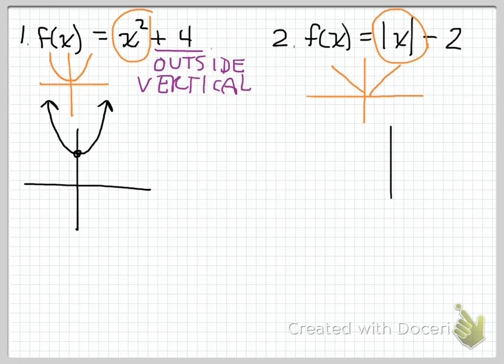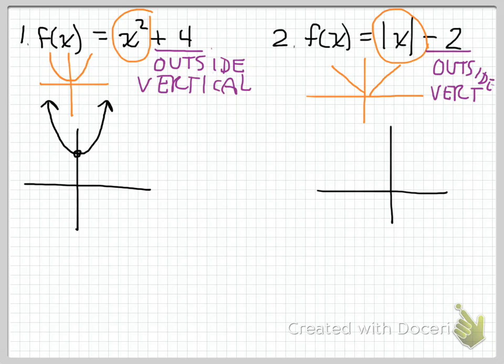Let's look at problem number 2. Problem number 2, the basic function, the absolute value function, has a V shape, and so does its transformation. The fact that we have a minus 2 outside the x, so this is another outside. We're subtracting 2, which means we're going to have a vertical shift, and it's going to go down 2.